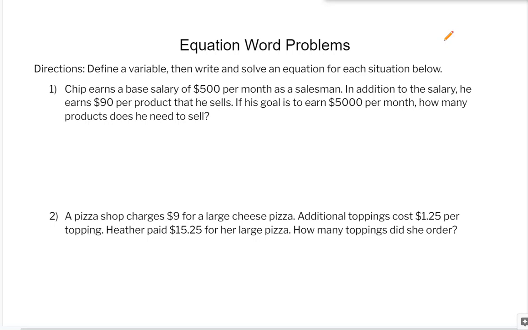Hey, what's up? Today we're going to learn some equation word problems, okay? So this says directions. Define a variable, then write and solve an equation for each situation below. All right, so let's get to it.